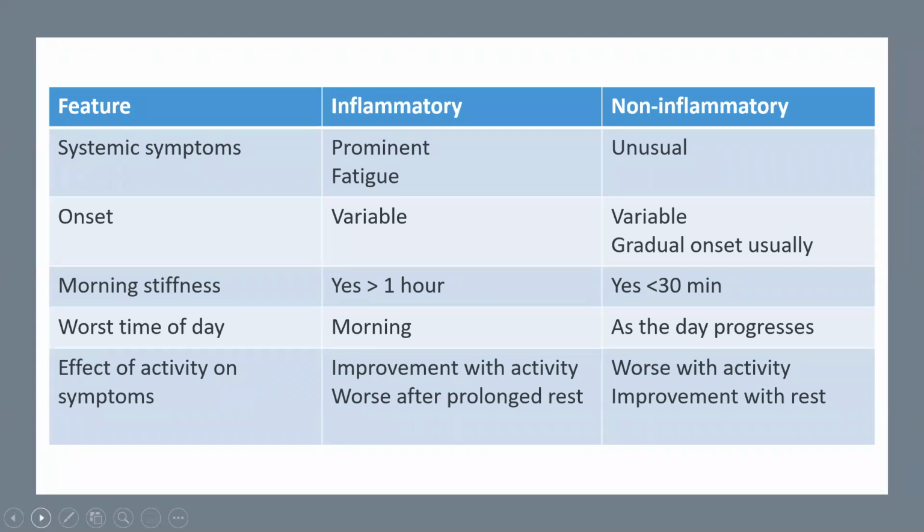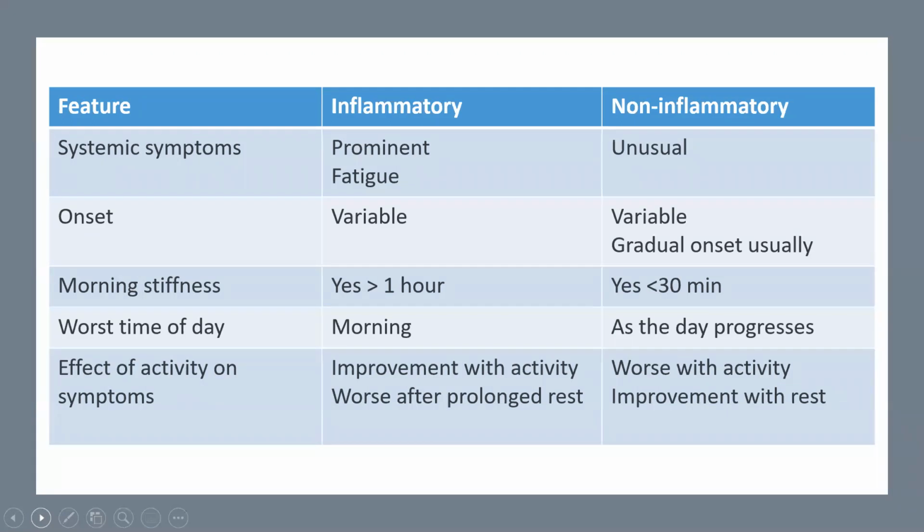So this is just a useful little chart to look at signs and symptoms of inflammatory and non-inflammatory joint pain, and we just went over most of this. One of the other things to think about is systemic symptoms, and in rheumatology, many of our diseases don't involve just the joints, but they really involve the whole body and many other organ systems, and fatigue can be a very, very important indicator of systemic inflammation.